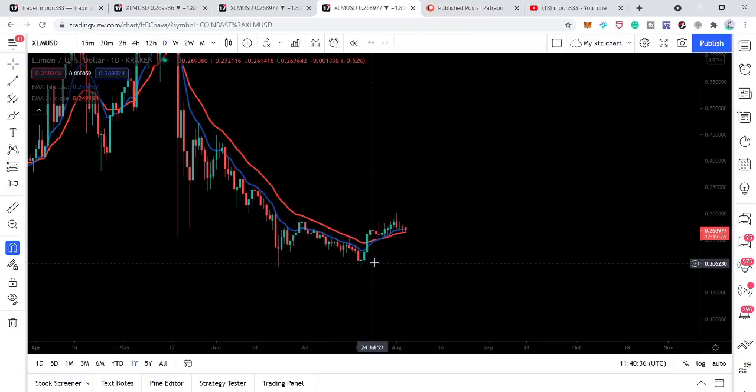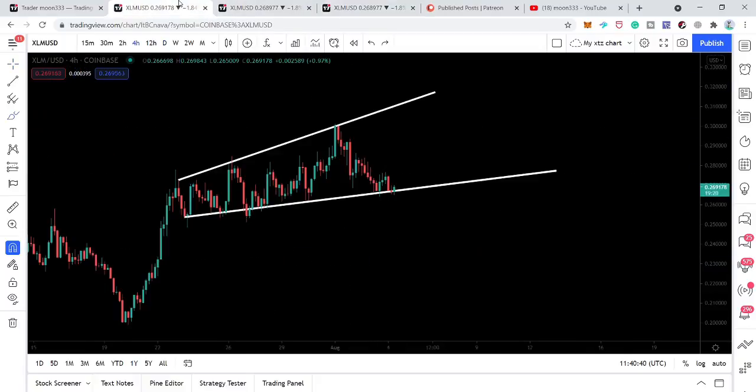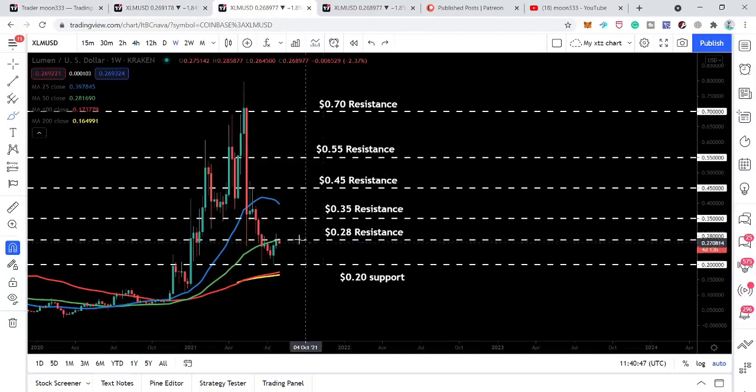So this is a very important time for Stellar coin, because once it starts to move towards the upside from here, there are very strong chances that it will break out the next very strong resistance of 28 cents and this 50 simple moving average on the weekly time frame.